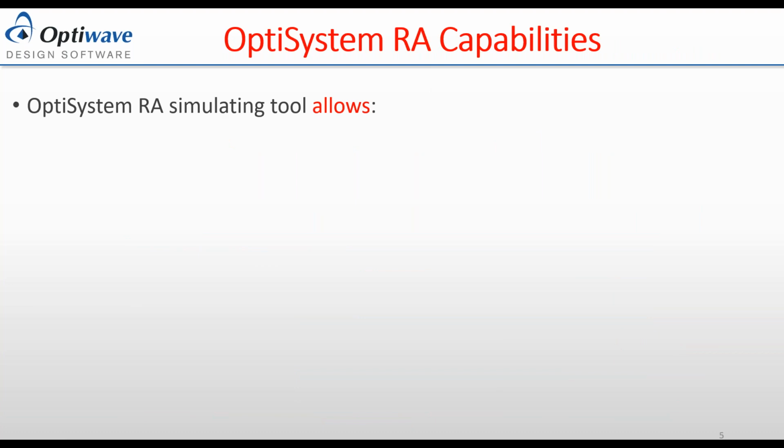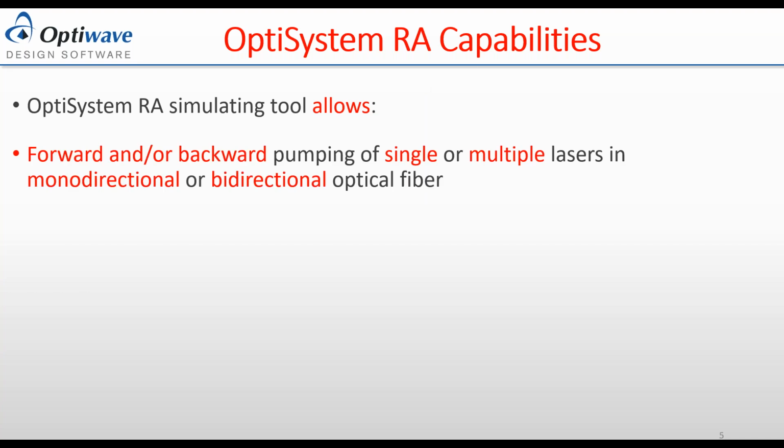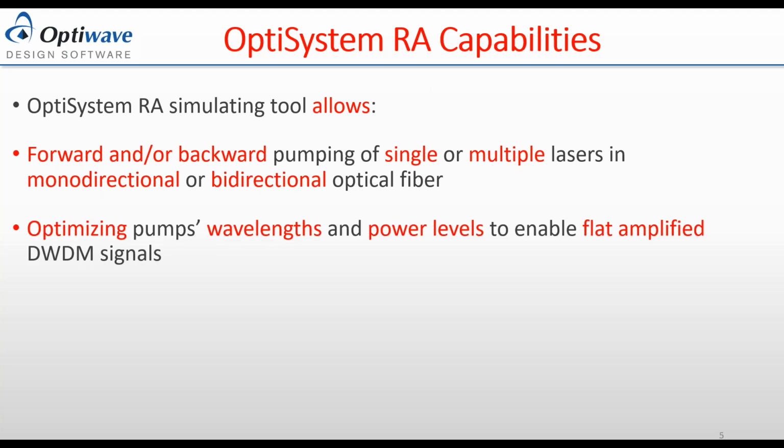In this part, we're going to talk about the capabilities of OptiSystem in working with Raman amplification. The simulation tool allows us to do forward and backward pumping of signals to transfer its energy to the information-carrying signal. We can use single or multiple lasers in the projects, as well as monodirectional or bidirectional optical fiber. So we can use these types of components in the OptiSystem software.